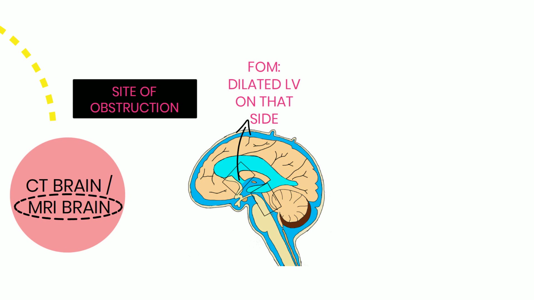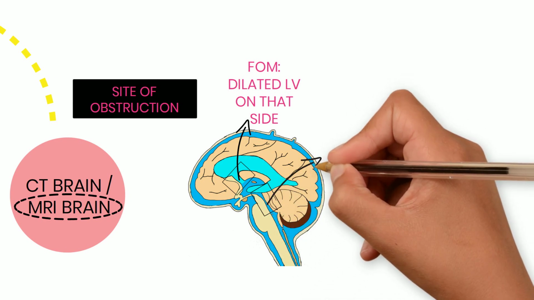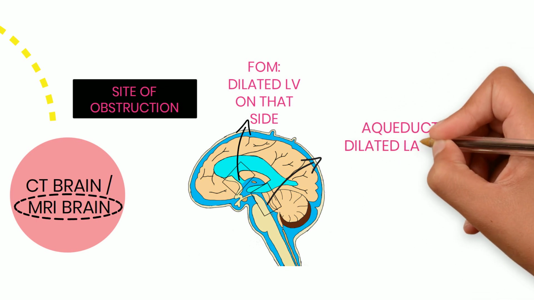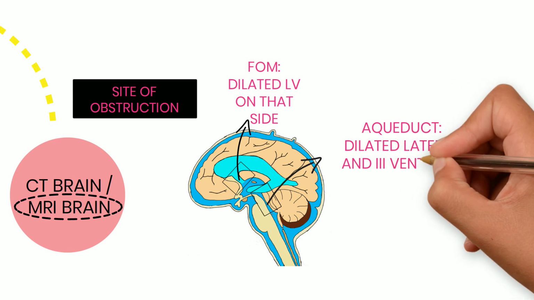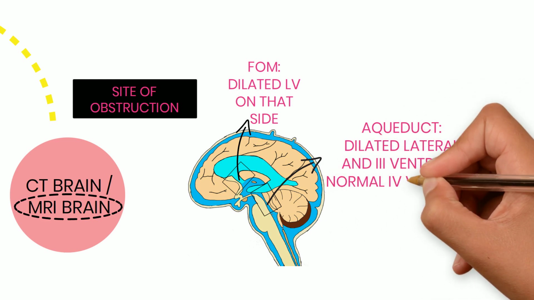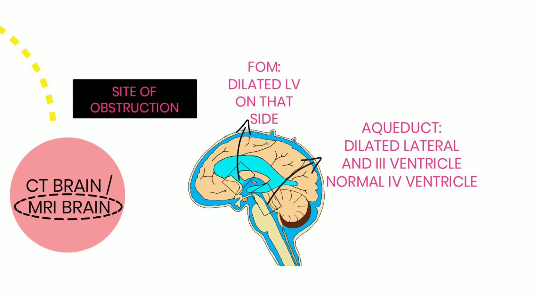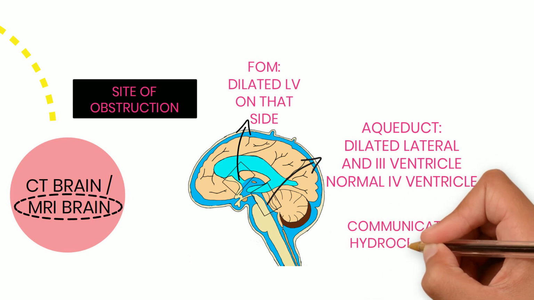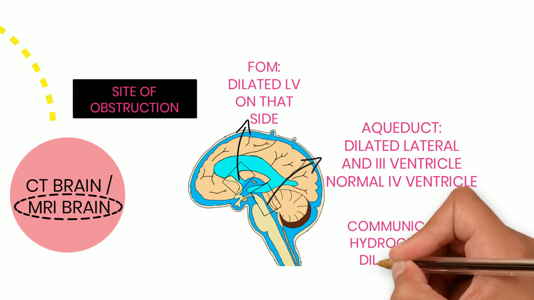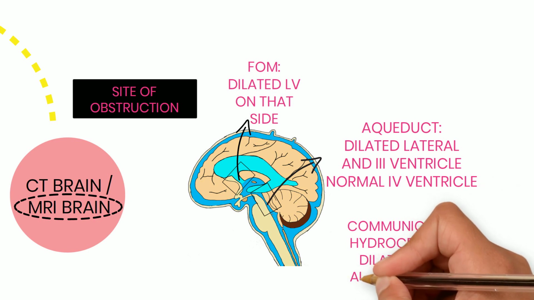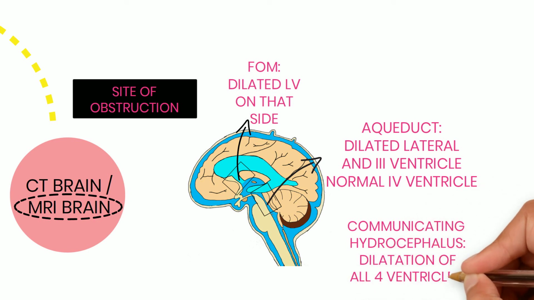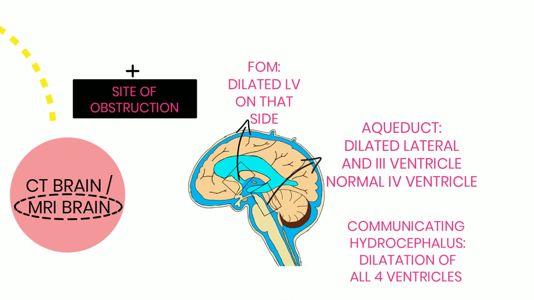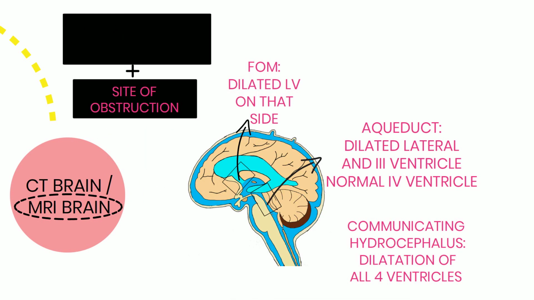In case of obstruction at the level of the aqueduct of Sylvius, lateral ventricles and third ventricle are dilated, but the size of the fourth ventricle is normal. In case of communicating hydrocephalus, there is symmetrical dilatation of all the ventricles, that is lateral ventricles, third ventricle and fourth ventricle. In addition to this, if there is any tumor or malformation, that can be made out from CT or MRI.